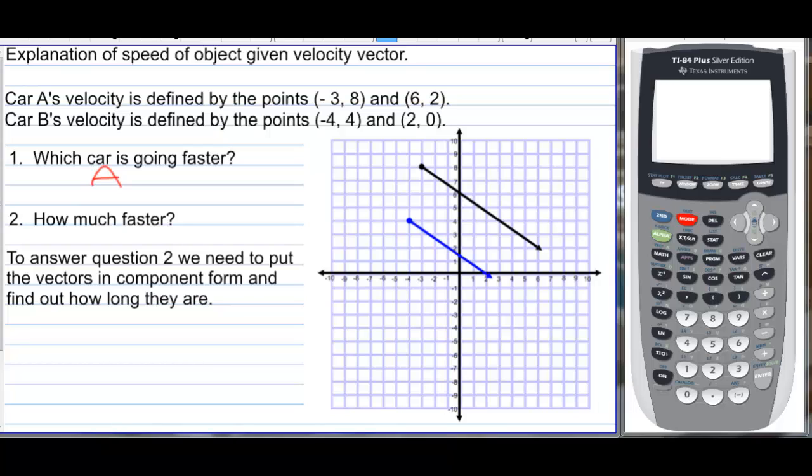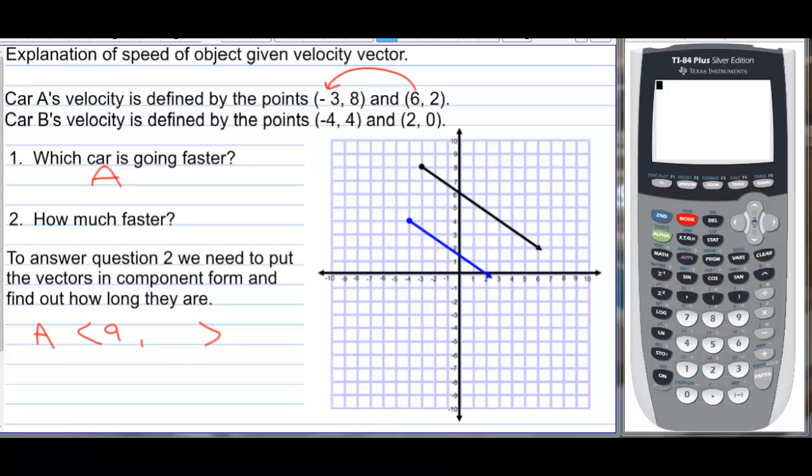All right, so we're going to find the component form. And the reason we can find the component form is it doesn't matter where these vectors are. They can be anywhere. So we'll find the x component and the y component, and we can do that by subtracting. So for A, the x component is 6 minus -3. That's 9. So it's A, 9 comma something. And when we do components, we don't use parentheses.